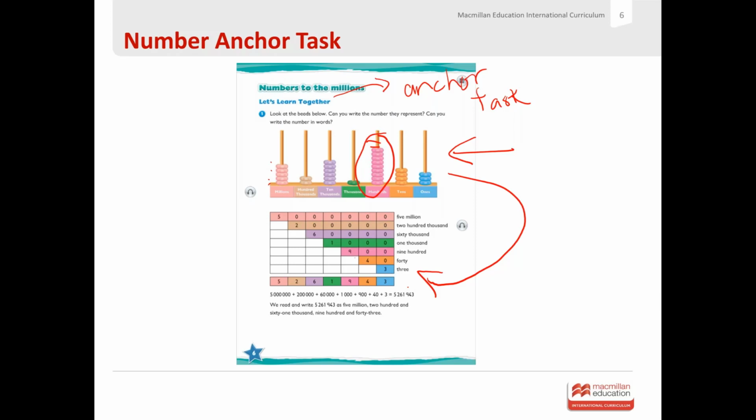Just like children know that when we have more than 9 ones, let's say 10 ones, then that's 10. That goes into a tens column, right? So this is an example of an anchor task. And this is how we start off a lesson. I would have started off by giving them place value counters, or if I have something like this, that would be brilliant. But if I don't, place value counters is fine.